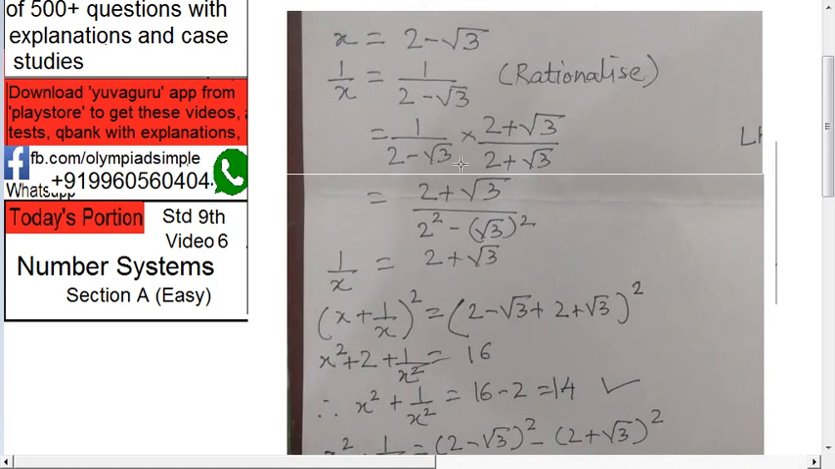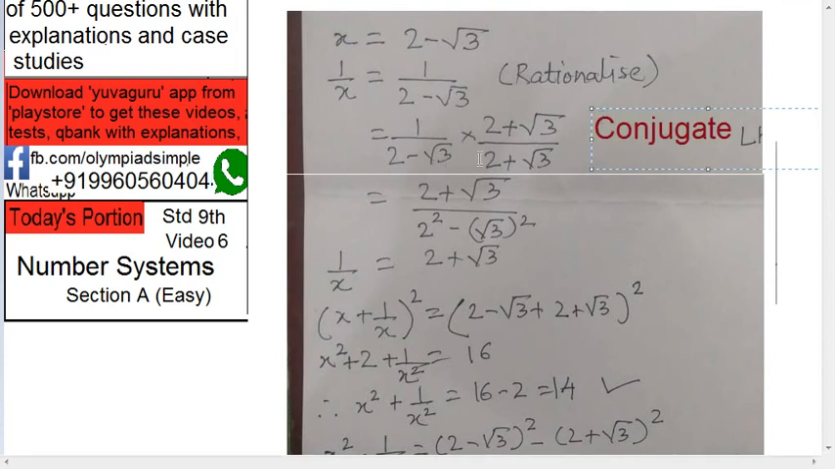So multiply with the conjugate of the denominator. Conjugate means if there is a minus over here, it becomes a plus. So multiply this. It becomes 2 plus root 3 upon, this becomes a minus b into a plus b, a square minus b square. So 4 minus 3, and this is 2 plus root 3. So you have got 1 by x equals 2 plus root 3.